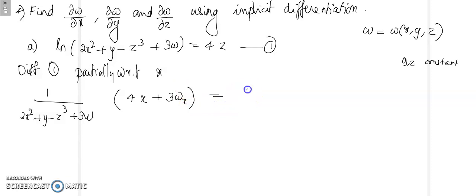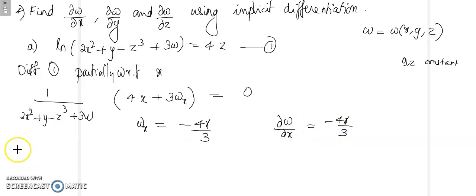So that is equal to 0. Okay. So therefore the multiplication will be 0 out. So wx is going to be equal to minus 4x by 3. So therefore dou w by dou x will be minus 4x by 3.